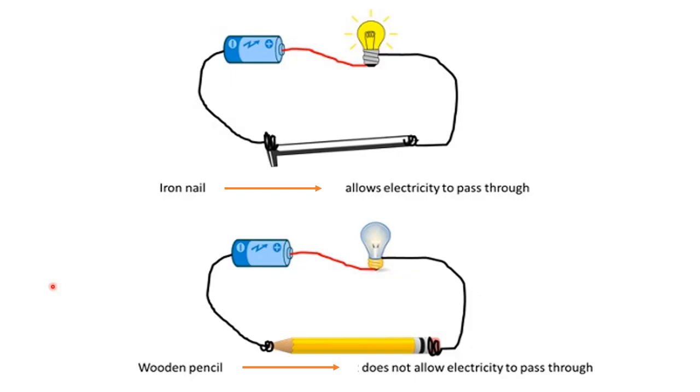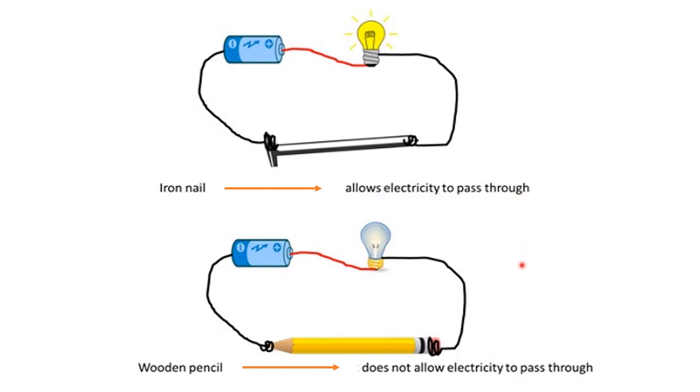Students, the same setup which was represented in the form of circuit diagram is to be used here. Once again, this is the cell, a bulb, and the connecting wires with two metallic clips. Here, in the first case, an iron nail is placed in between the two clips. We all can observe that the bulb is glowing. It means that the iron nail allows electricity to pass through it.